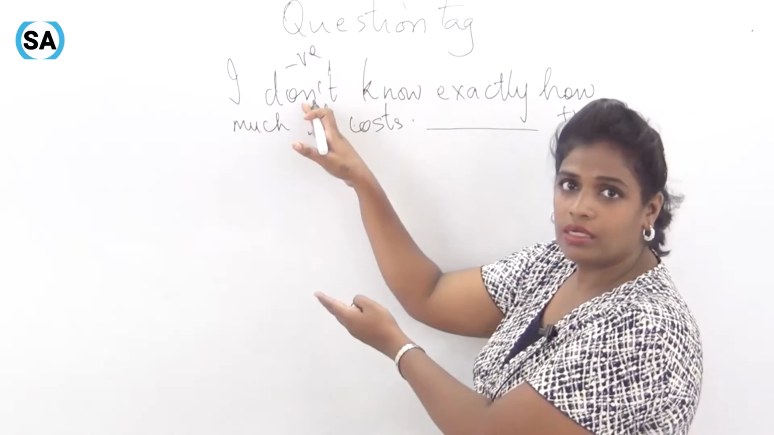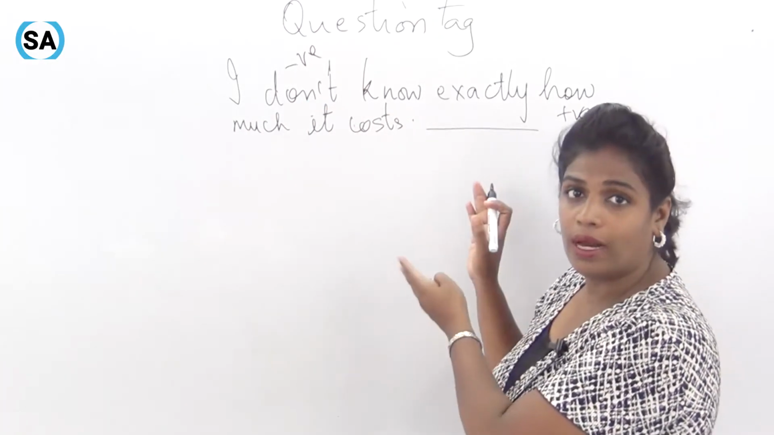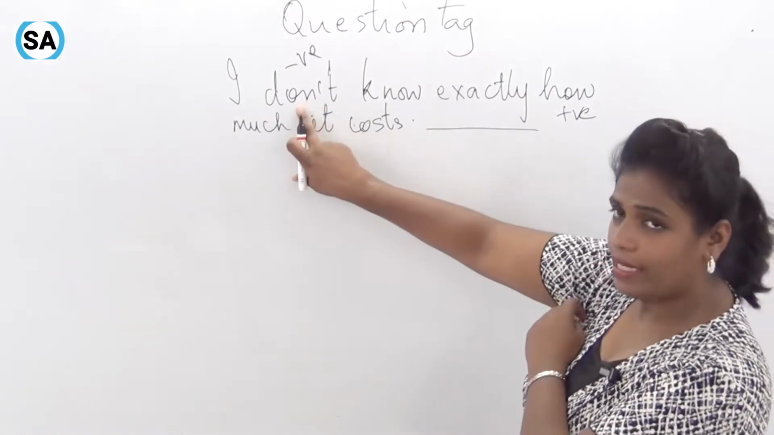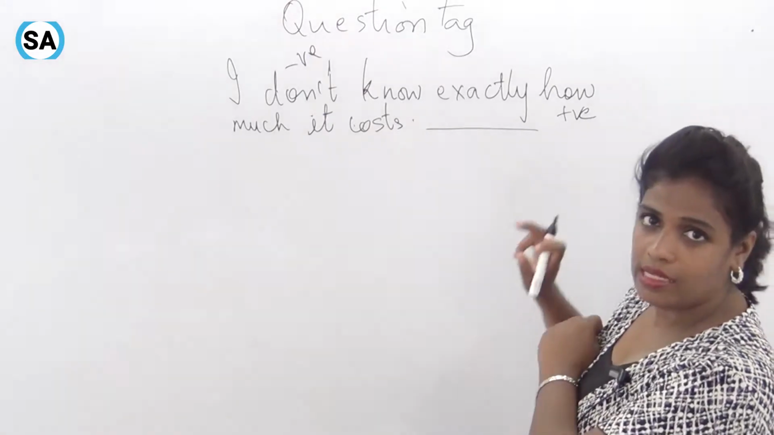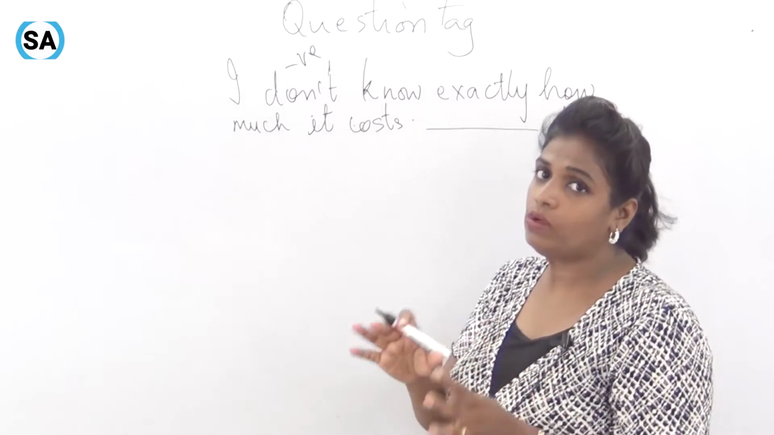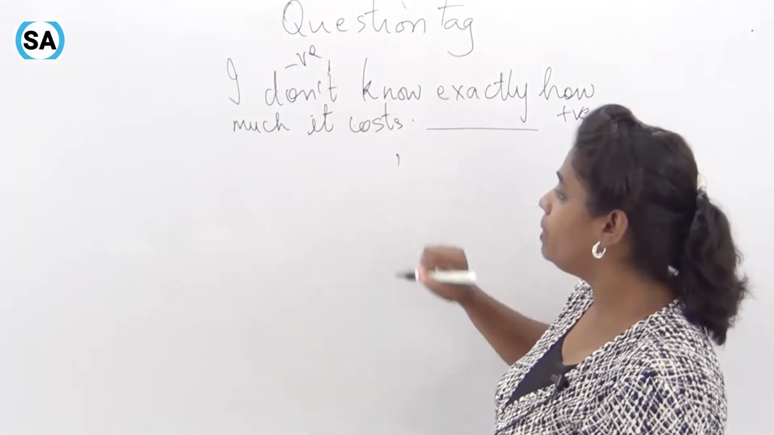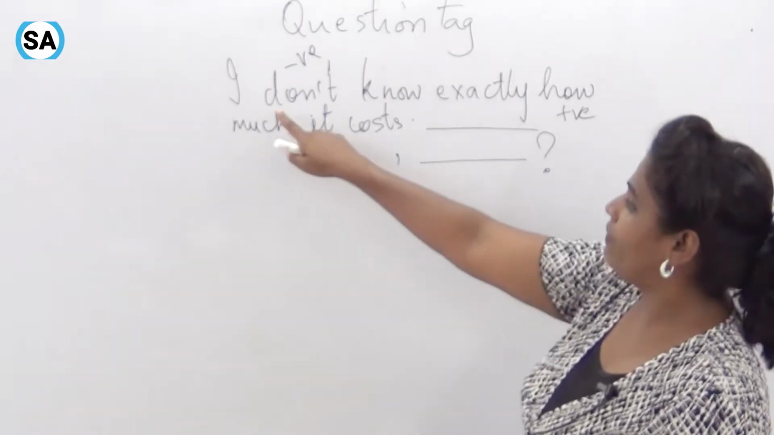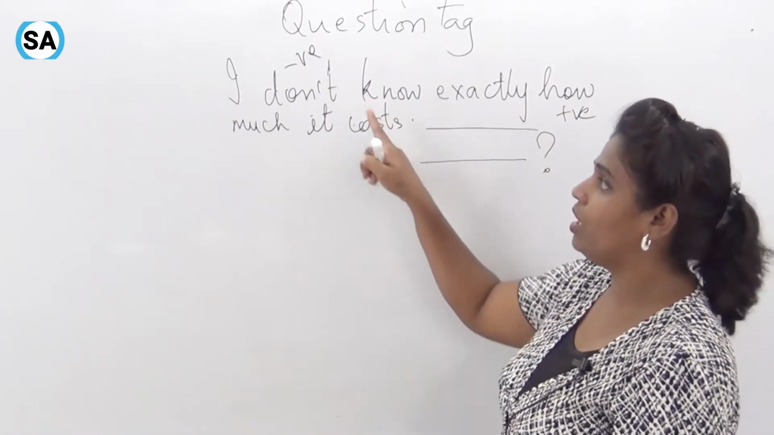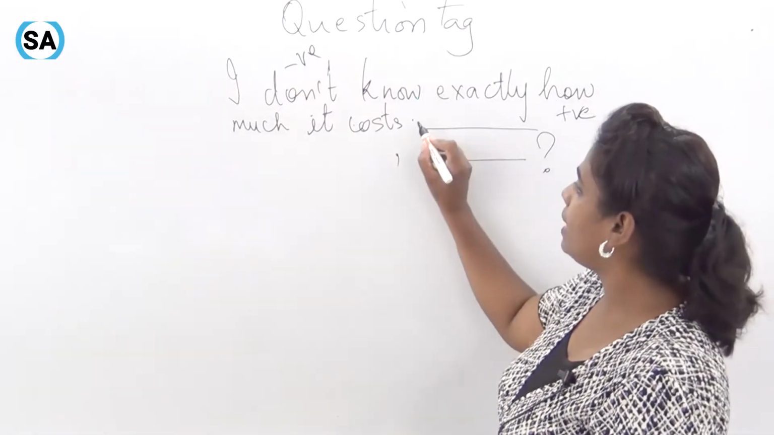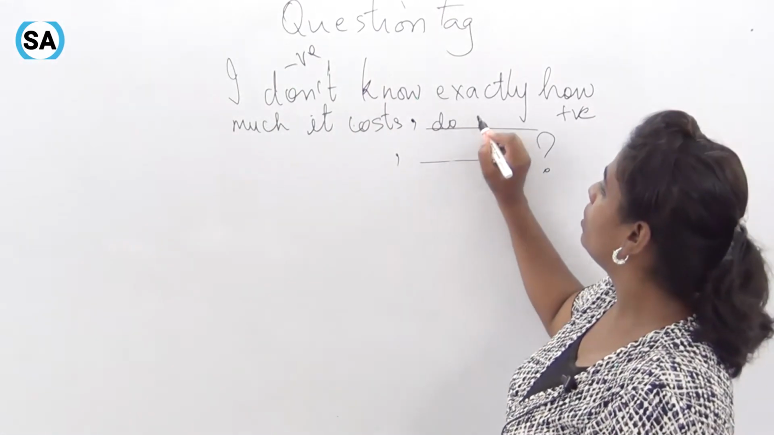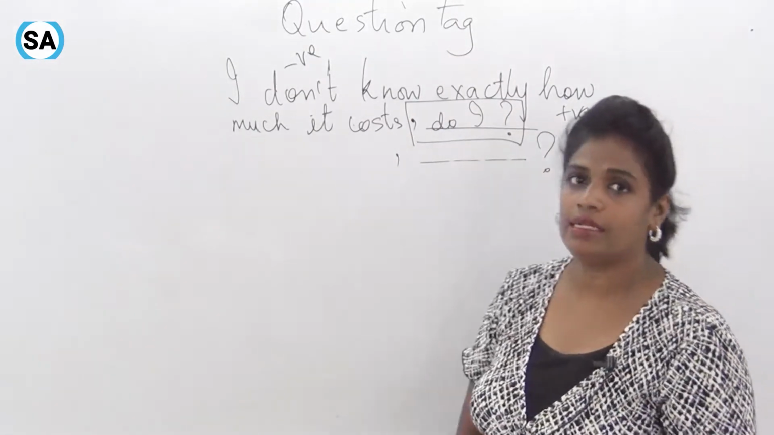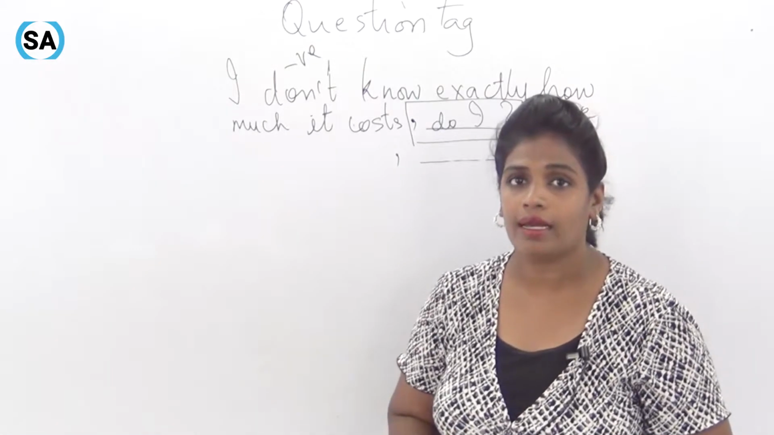If we say do not, here we will say do I. I don't, do I. So when we get a negative word here, our positive word ends here. There are three elements when we look at a question tag: the comma, the question tag and a question mark. So if I say I don't know exactly how much it costs, it's a negative sentence. My question tag comes, do I, with a question mark. This part of the sentence is called a question tag.